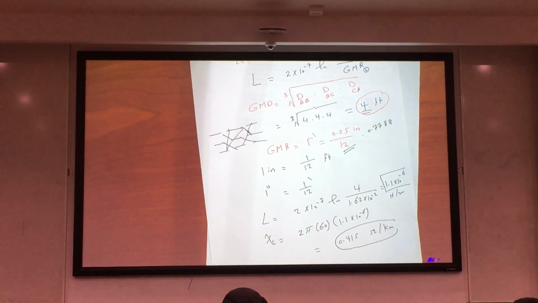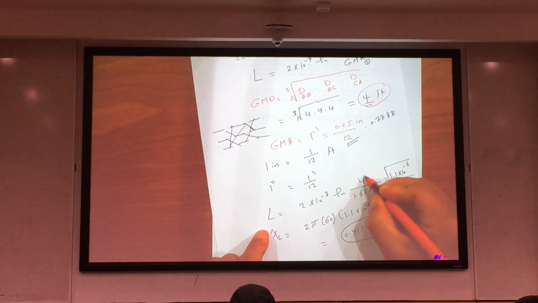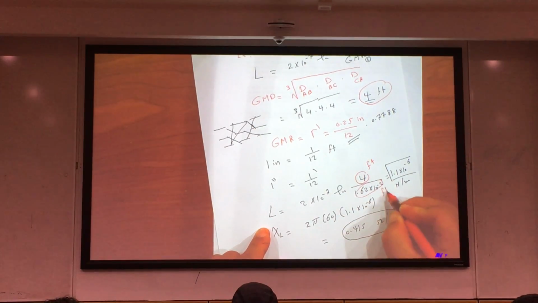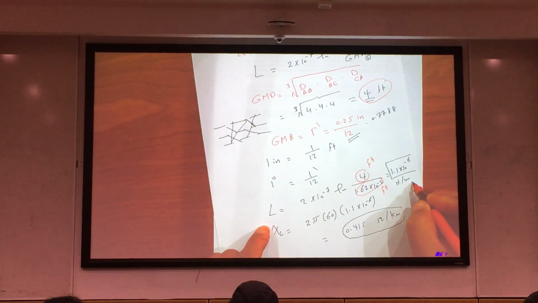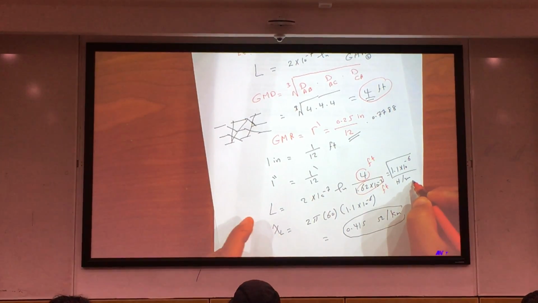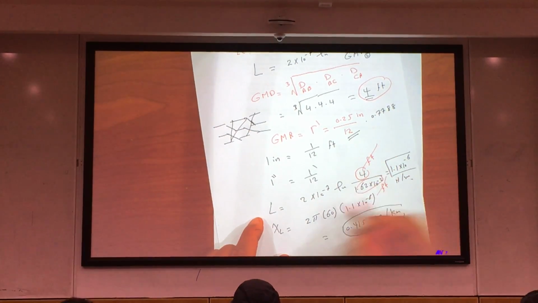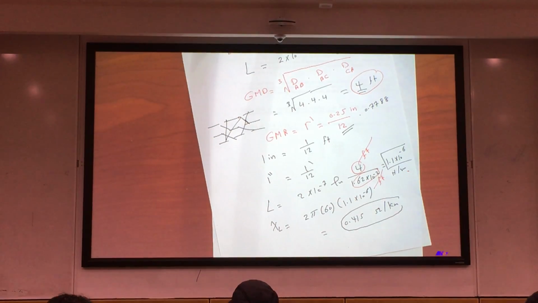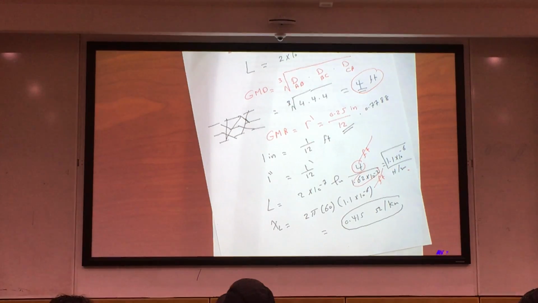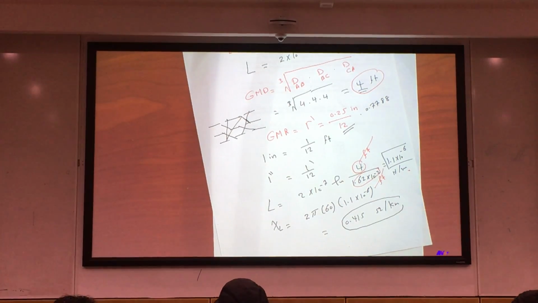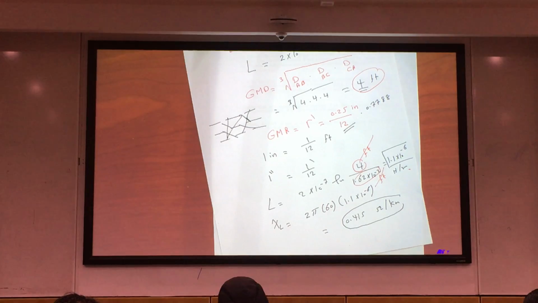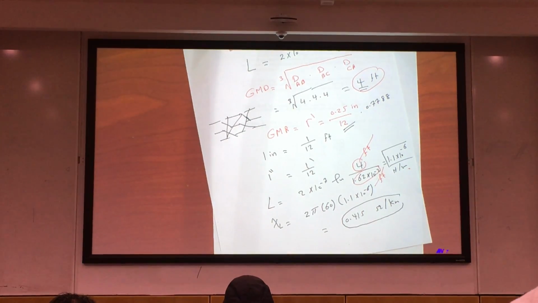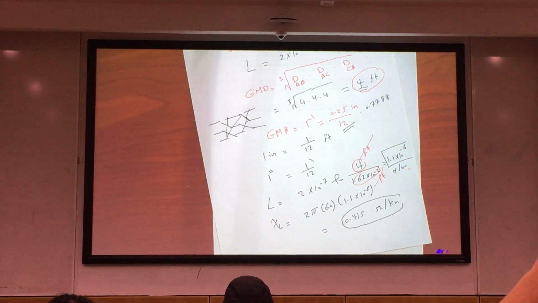Just one comment here. Even though this one is given in feet and this one is in feet, your result is still in Henry per meter. So this will cancel this, and what's controlling your unit here is mu naught, which is 4 pi times 10 to the power minus 7 Henry per meter. So our result will always be in Henry per meter. You understand this? Any question?